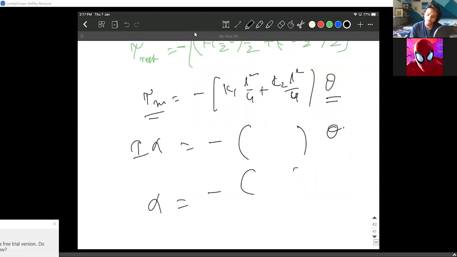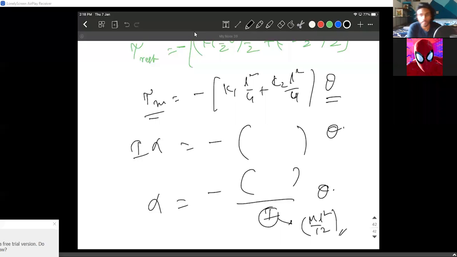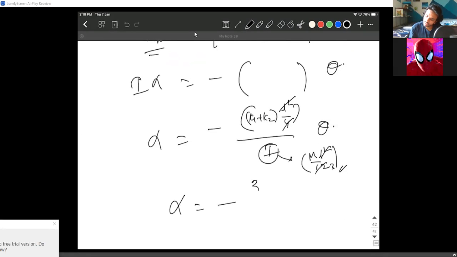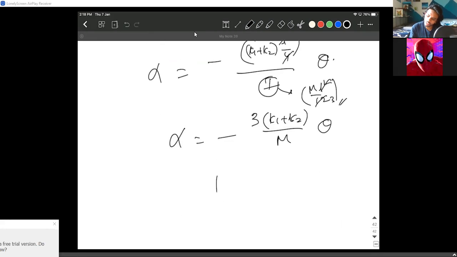Alpha equals to this whole thing by I into theta. I in this case, since it is a rod, is nothing but ml square by 12. You put it there and you find the value. Shall we do it? Why not? K1 plus K2 L square by 4, L square cancels, 3's. So alpha equals to minus 3 into K1 plus K2 by m theta. So the time period will be 2 pi root over m by 3 into K1 plus K2.